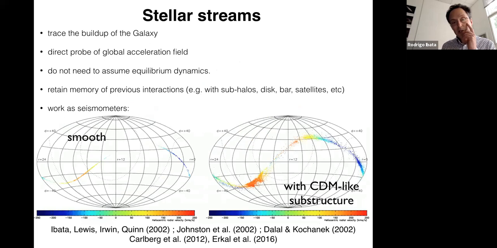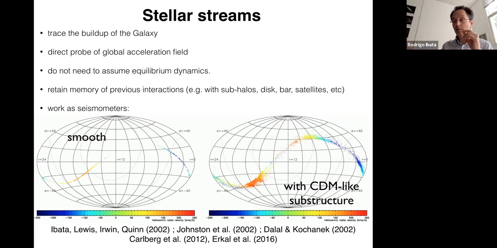So this lists the reasons why we'd like to use stellar streams. Very obviously, the structures that we now see are showing us how the galaxy built up over time. They give us a probe of the acceleration field for which we don't need to assume equilibrium dynamics. And they retain a memory of their past interactions. As the progenitors orbited through the galaxy, they will have interacted with substructures within the disk of the galaxy, such as giant molecular clouds.